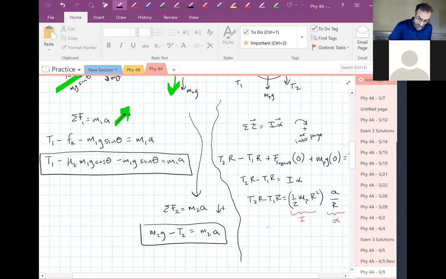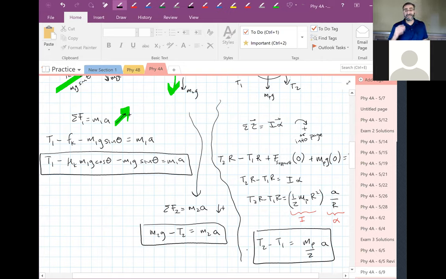The R's all cancel out. We get T2 minus T1 is M pulley over 2 times the acceleration. And now we have three equations, three unknowns, and we're done. The physics is done. We can do some algebra now to solve for them.